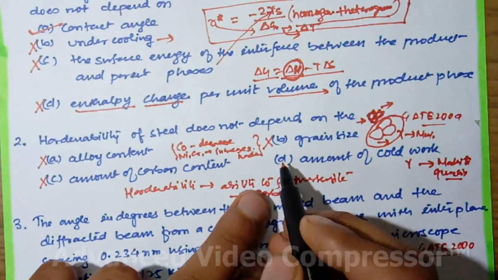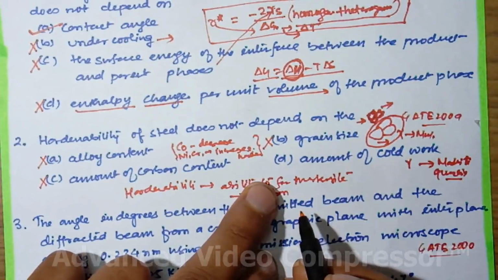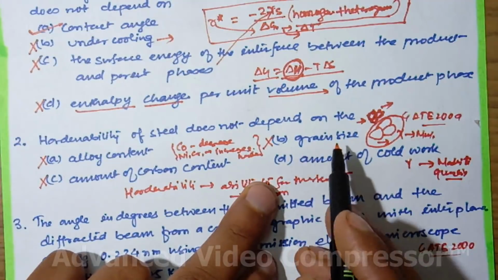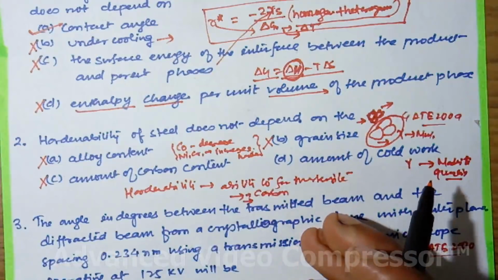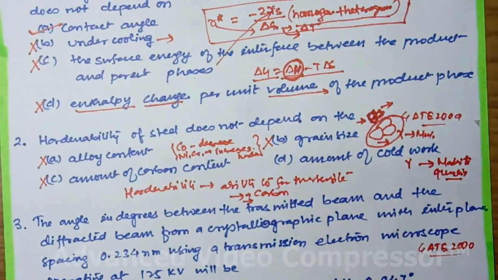So we are left with these options. Amount of cold work. Cold work basically does not have much effect on hardenability, because cold working is done at room temperature or below the recrystallization temperature. But when we transform this from gamma, what happens? To take this material to the gamma phase, we need to heat above the critical temperature.